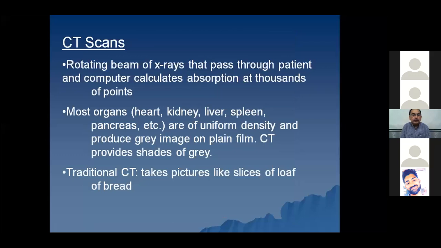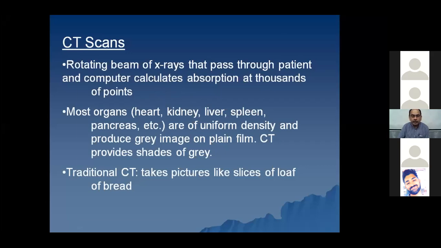Then comes another modality, the CT scans. CT scan also uses X-rays, where you can see the ionizing radiation. The main advantage that we have over the plain films in CT scans is that most of the organs, whatever we are imaging, either the brain, the heart, or the abdomen or the chest, you can clearly differentiate one organ from the other.